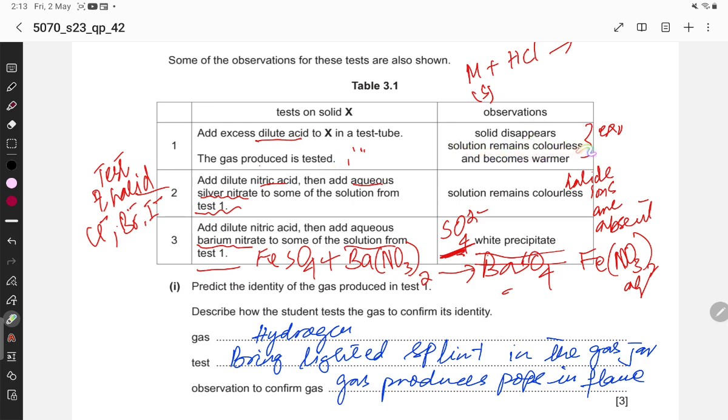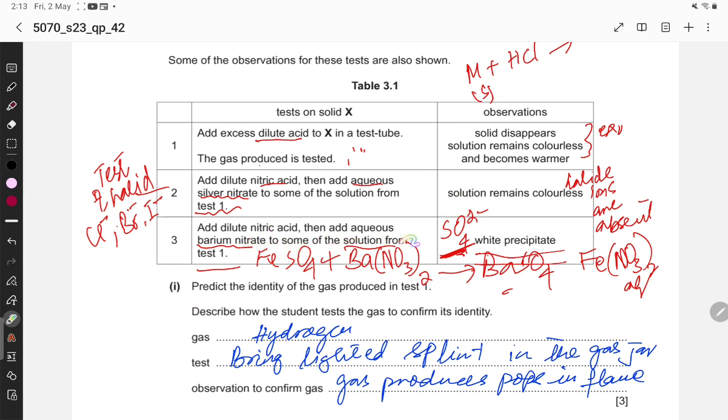Solid disappears, solution remains colorless and becomes warmer. Okay. Add dilute nitric acid, then add aqueous silver nitrate to some of the solution from test 1. Solution remains colorless. This is the test for halide ions, meaning chloride, bromide and iodide ions. So if the solution remains colorless, all halide ions are absent.